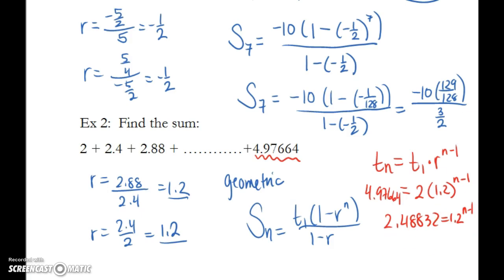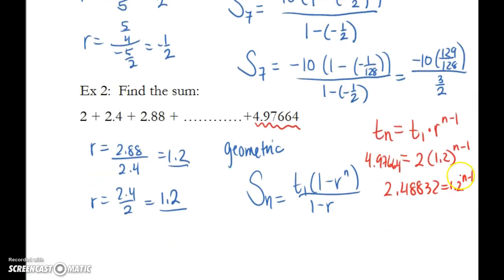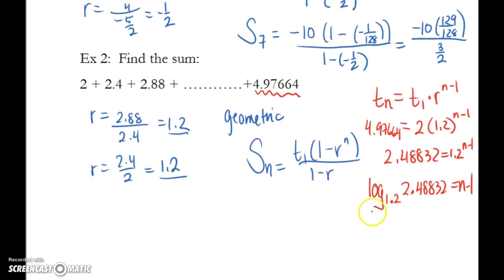Since my exponent is a variable, I'm going to use logs. To solve this exponential equation, we convert it to a log equation. So our base is 1.2. Our argument is 2.48832. Your newer calculators have a log button that does this for you. Older calculator, like mine, we're going to have to do the log of the second number divided by log of the first number. And that works out to 5.